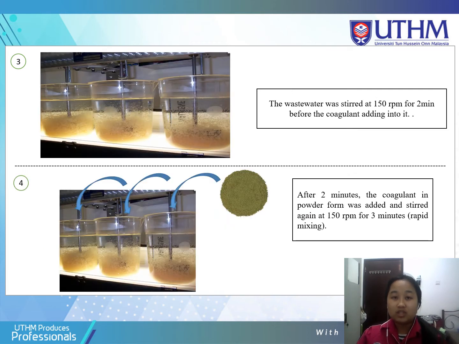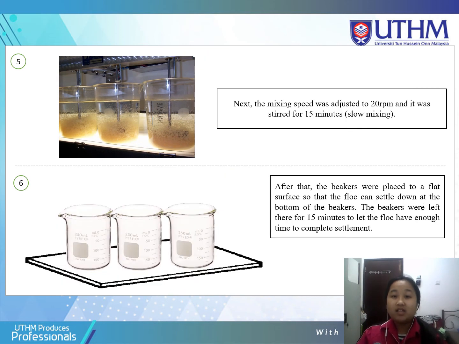Next, we start to conduct the jar test. The wastewater was stirred at 150 rpm for 2 minutes before the coagulant was added. Then, after 2 minutes, the coagulant in powder form was added and stirred again at 150 rpm for 3 minutes, which is rapid mixing. Then the mixing speed was adjusted to 20 rpm and stirred for 50 minutes, which is considered slow mixing. After that, the beakers were placed on a flat surface so that the floc could settle at the bottom of the beaker. The beakers were left there for 15 minutes to let the floc have enough time to complete settlement.